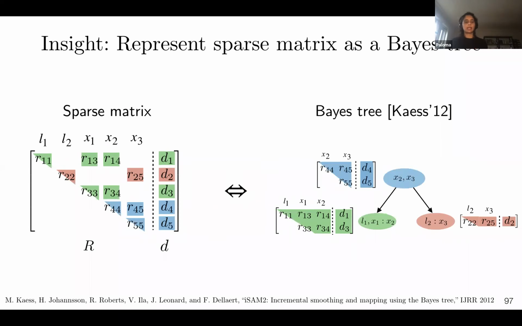We take the insight from iSAM2, which was to represent the R matrix that we saw earlier, the sparse R matrix, with a Bayes tree. And the advantage with a tree structure over a sparse matrix structure is that the tree structure decouples all the variables sufficiently so that whenever we need to relinearize, only a subset of the tree is edited, depending on which variables' estimates have diverged from the past linearization point, and the rest of the tree remains untouched.